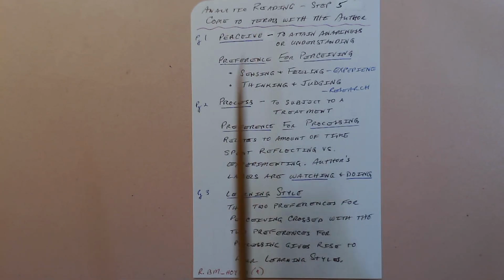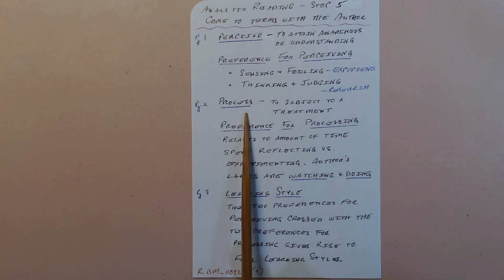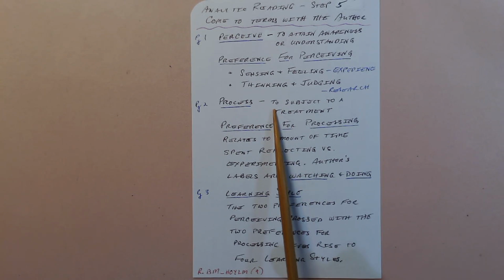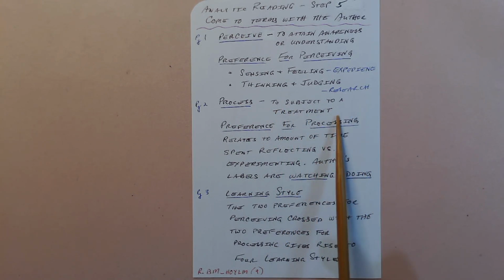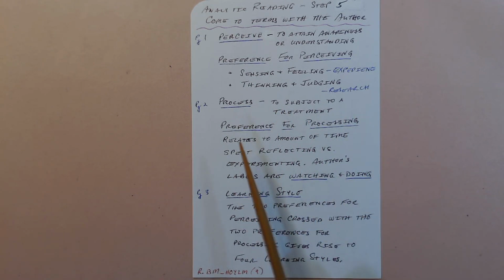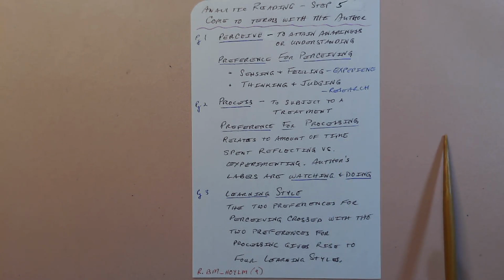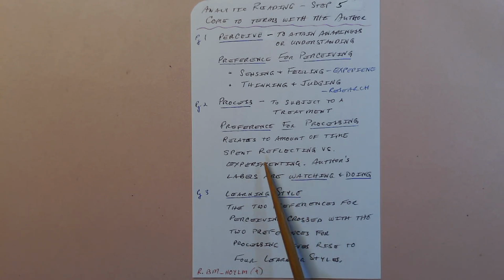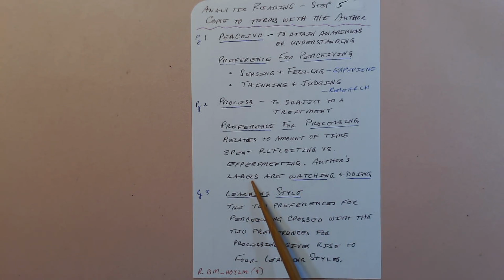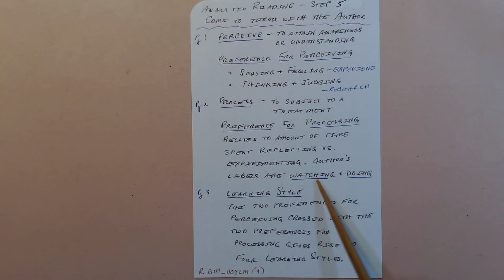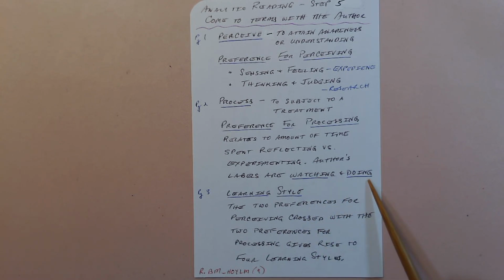Besides perceiving, "process" is another term that is used rather specifically, which in its meaning is to subject to a treatment. And again, McCarthy talks about having a preference for processing. It breaks down into two groups. She says it relates to the amount of time spent reflecting versus experimenting. Her labels for the two possibilities are watching and doing. So those are terms for her.